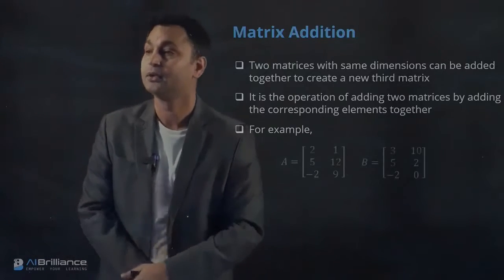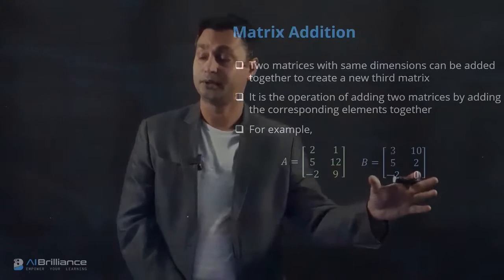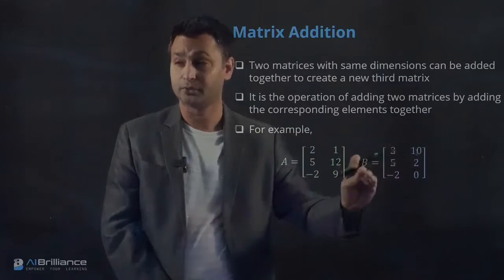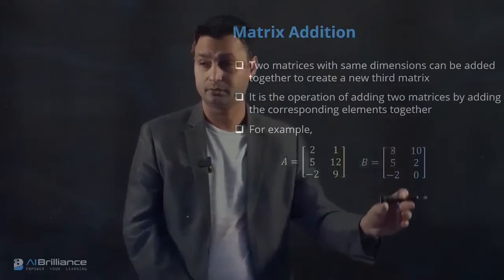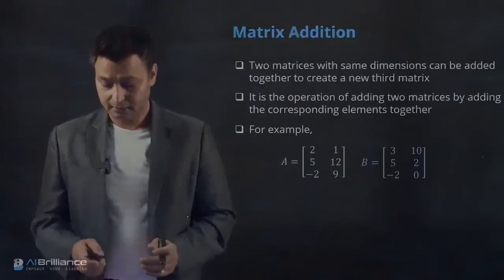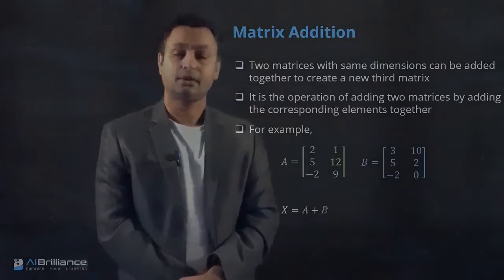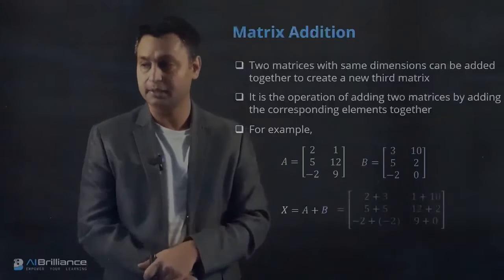So let's see how this might look. First thing to note, we have matrix A and matrix B. The number of rows of matrix A is equal to the number of rows in matrix B, and the number of columns, which is 2 here, is also equal to the number of columns in matrix B. So they are of the same dimension, and the matrix operation is valid. I can add them together and call the resultant matrix X.